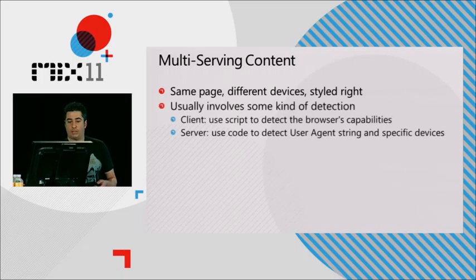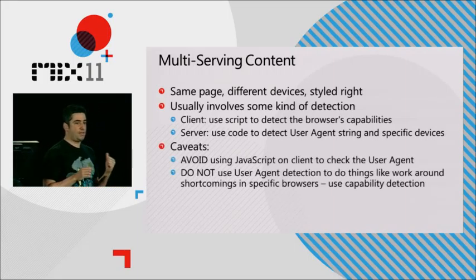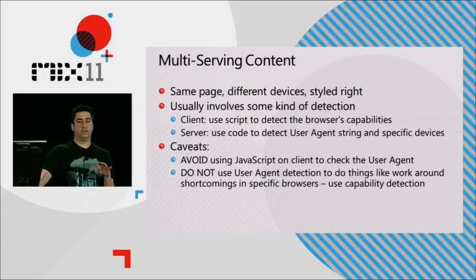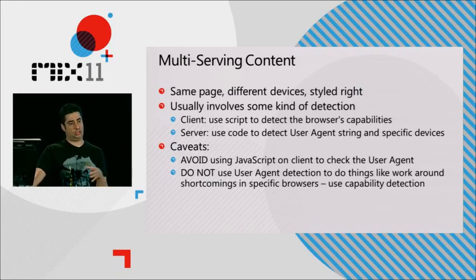All right, let's talk about multi-serving content. So I talked about this before. This is the same page, and basically you're sending it to two different form factors. There's the device form factor, there's the mobile form factor. Usually, this involves some kind of detection, including media queries, right? So there are different ways to do detection. You can do it on the client, or you can do it on the server.